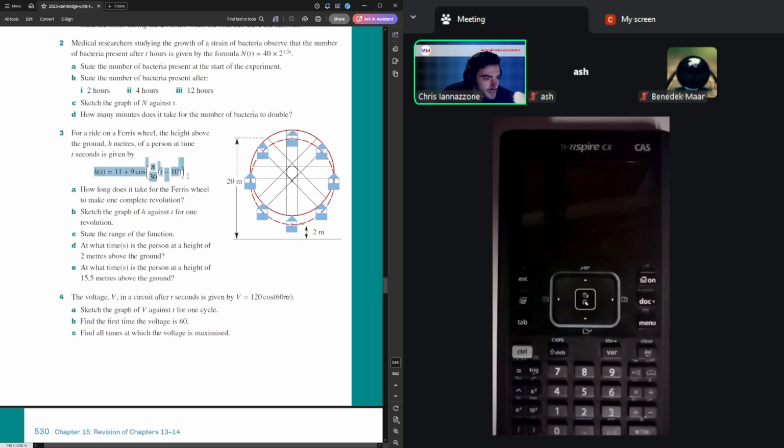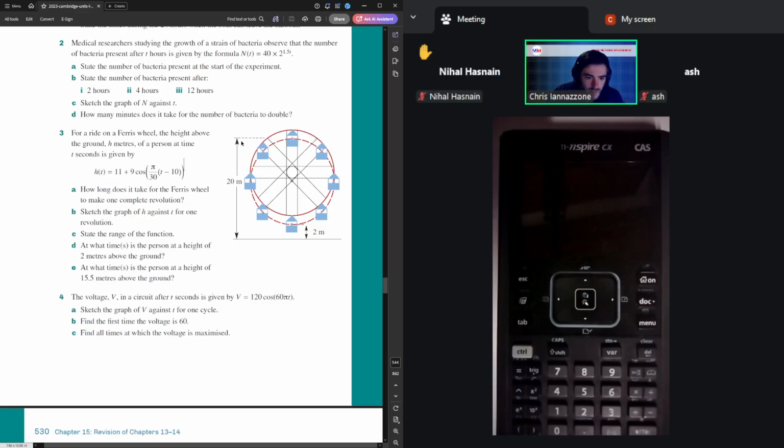How long does it take the Ferris wheel to make one complete revolution? This is a circular function. There is one key quality of circular functions that dictates how long it will take to complete a single cycle. What quality is that?